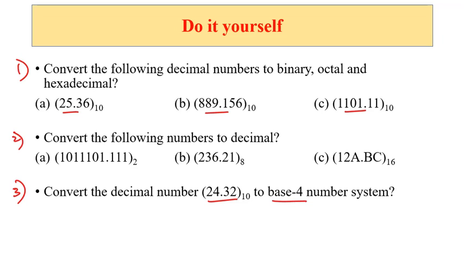In this case, the integer part, that is 24, is divided by 4 and proceeded, and the fractional value 0.32 is multiplied by 4, because you want to convert your decimal number into the base 4 number system. So divide by the base and multiply by the base. Like this, you can practice these examples.